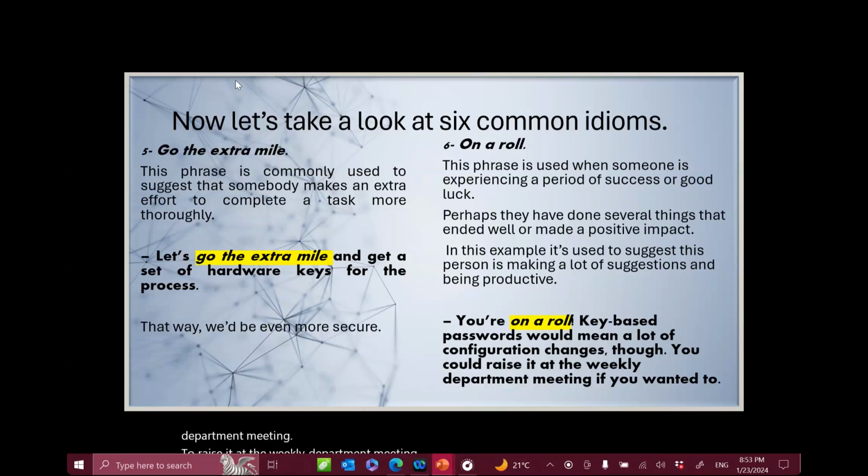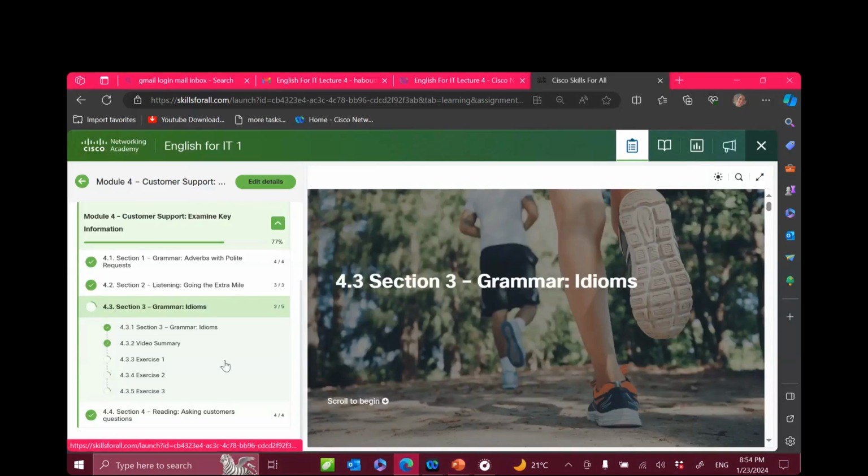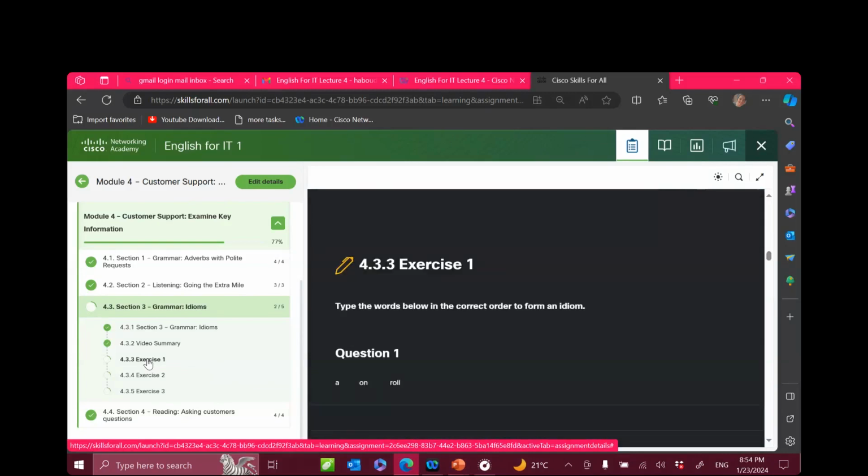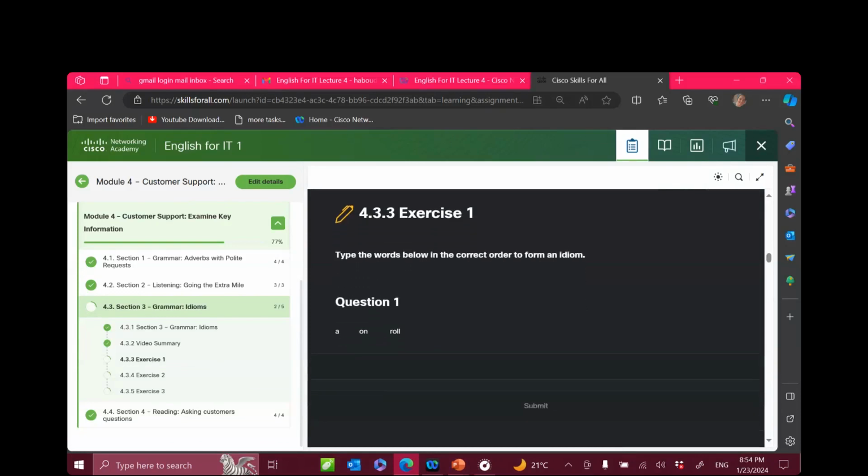Okay, so I hope you understood what I mean by the idioms. We have 6 idioms. خلينا نراجعهم تاني أكتر بالإكسرسايز اللي هنراجعه مع بعض. So exercise 1. Type the words below in the correct order. انتوا هتساعدوني بقى في الاكسرسايز ده. هنعمل ايه؟ type. عايزين نكتب الايديوم لو انتوا فاكرينه بالترتيب الصحيح.